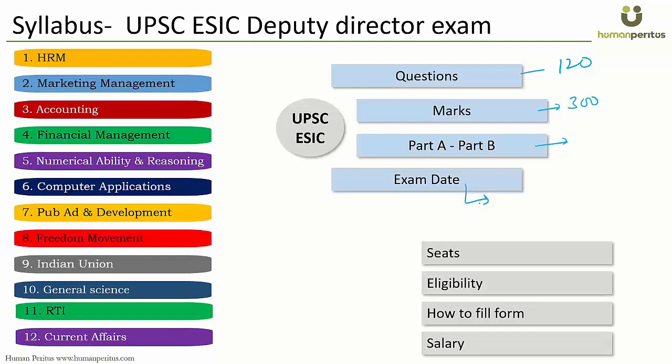Exam date. Our best guess is that this exam will not happen before Feb or March of next month. Why are we making this claim? Go to our website. On the ESIC page, in the FAQs, we have written why we think it is unlikely that this exam can be done before Feb, March of next month. To be very realistic, we think this exam should be somewhere during summers of 2022.